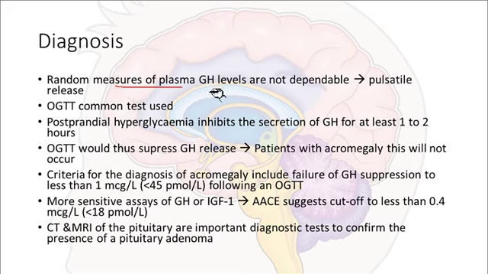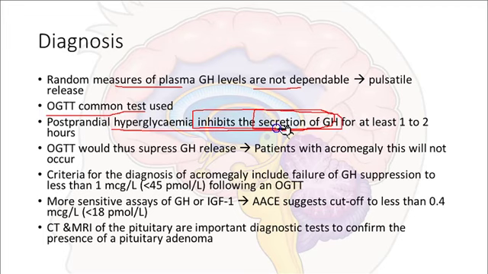Remember that random measures of plasma growth hormone levels are not dependable because growth hormone is released in a pulsatile fashion. Right? Remember that it's normal for you to have a little bit of growth hormone released in the morning so that you can wake up nicely. Right? Your oral glucose tolerance test can be used. Postprandial hyperglycemia is meant to actually inhibit the secretion of growth hormone for at least 1 to 2 hours.